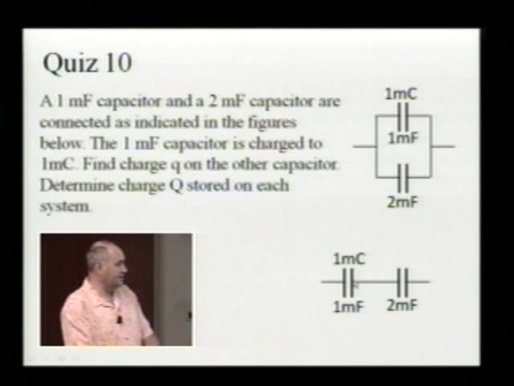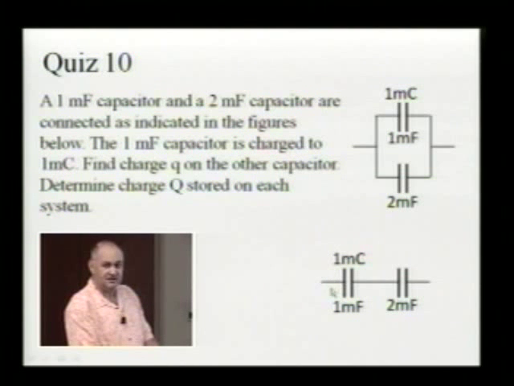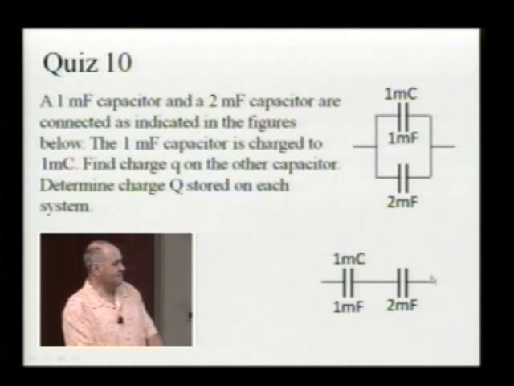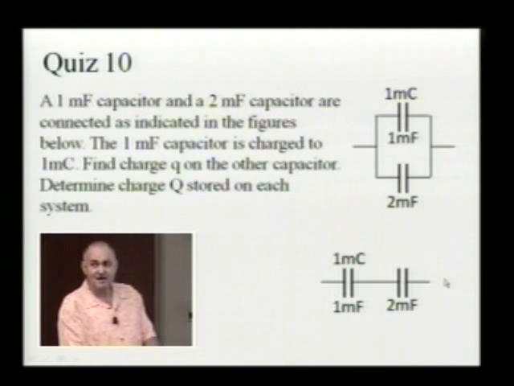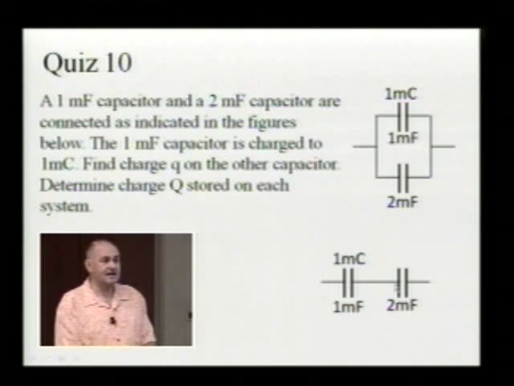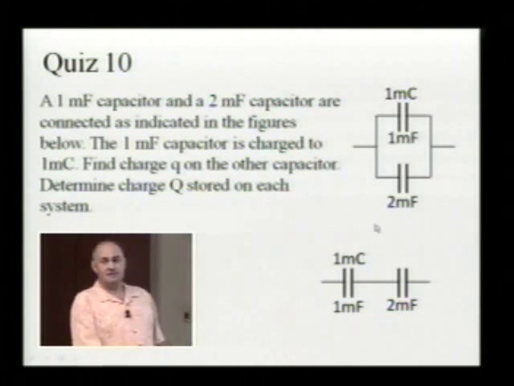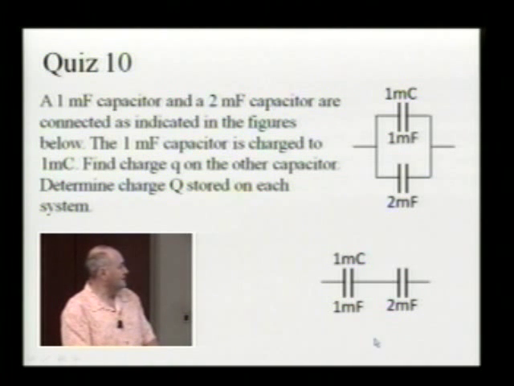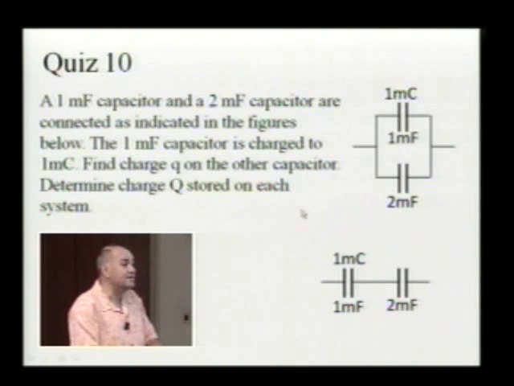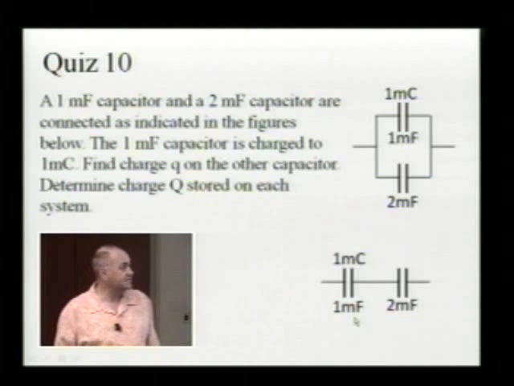Now, if we look at this entire system, we had charge of 1 millicoulomb on the left-hand side of the system, and we have minus 1 millicoulomb on the right-hand side of the system, which means that the charge on the entire system is also 1 millicoulomb. So, for connection in series, all three charges are equal: on the first capacitor, on the second capacitor, and on the 2 capacitors together on the system.